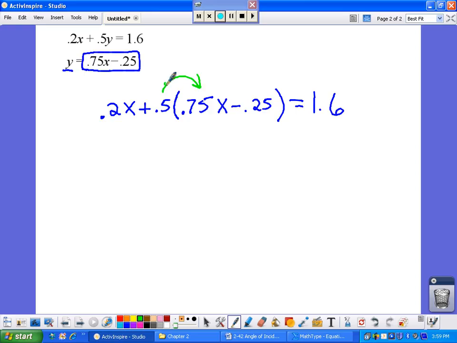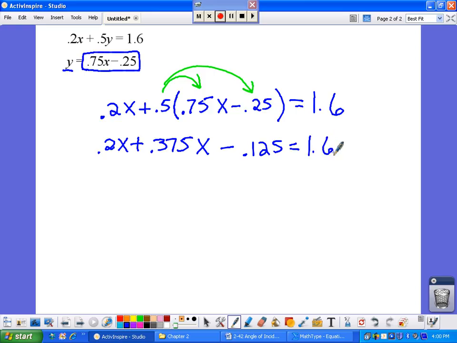I got to distribute that into both. So we have 0.2x still, nothing done there, plus 0.5 times 0.75. I used a calculator, and I got 0.375x minus 0.5 times 0.25, and that gave me 0.125. 5 times 25 is 125, and when you have two decimals like that, equals 1.6.